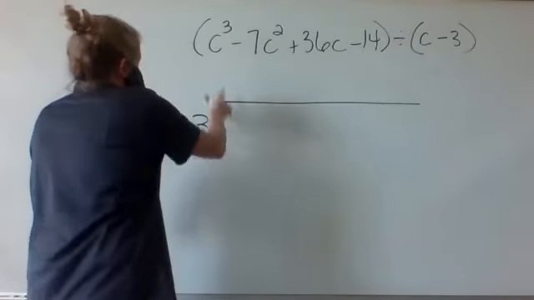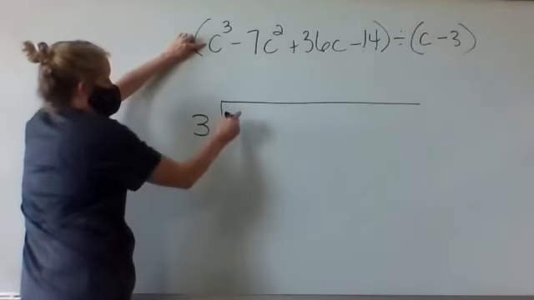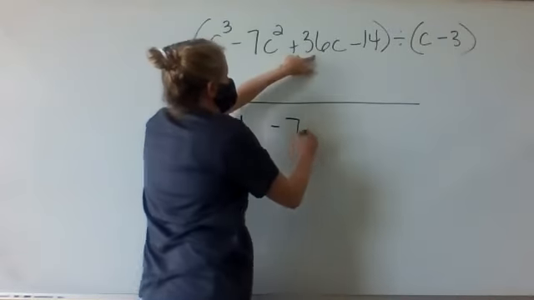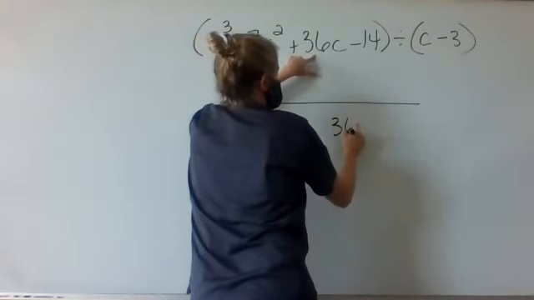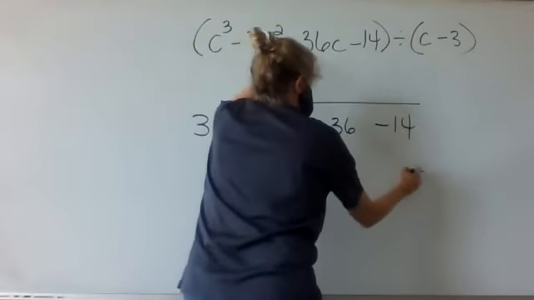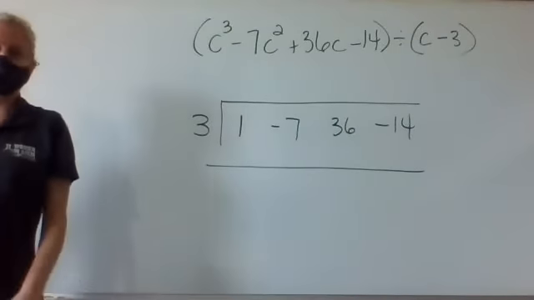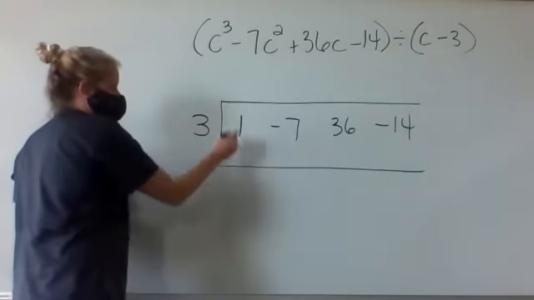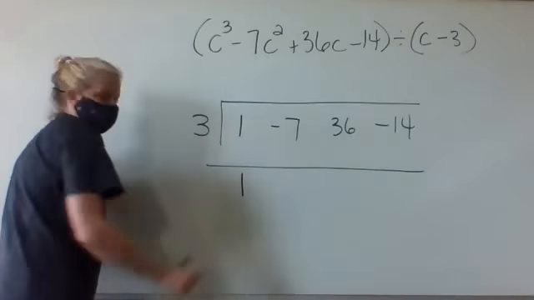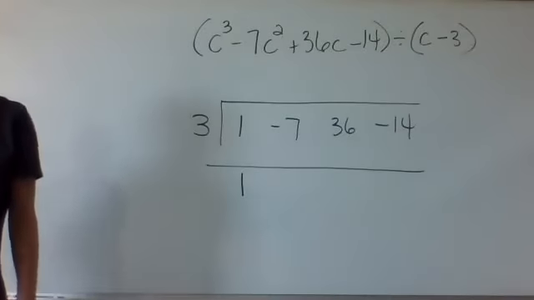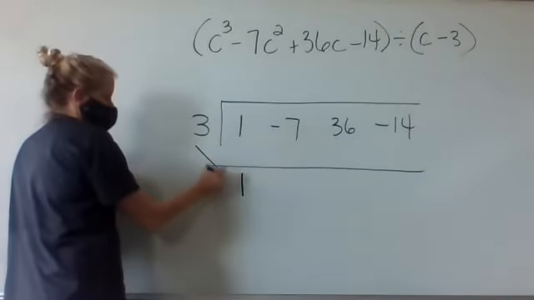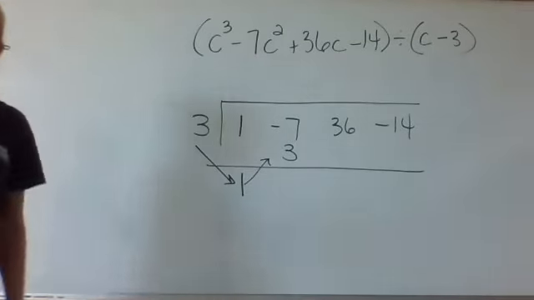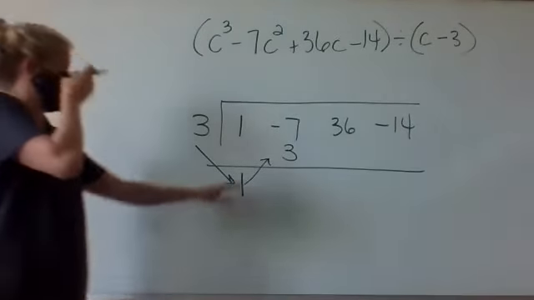Now, use the coefficients of all these terms. So this one will be a 1, -7, 36, and -14. And then we did the synthetic division. You always just drop down whatever's in the first spot. That's what gets you going. So I have 3 times 1, and I'll put my answer here. So 3. Then add that straight down.